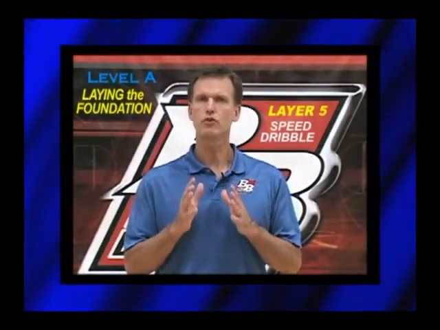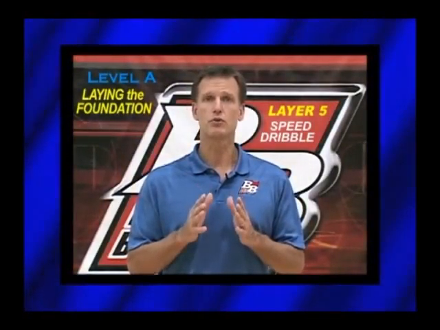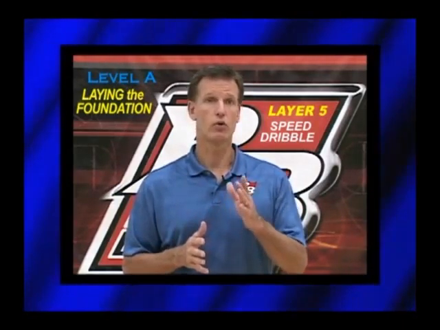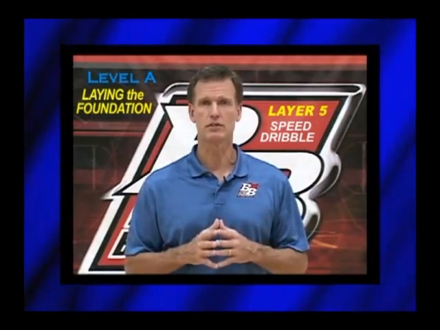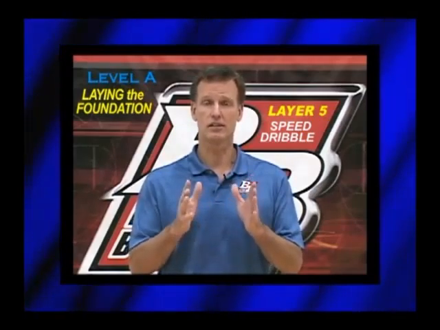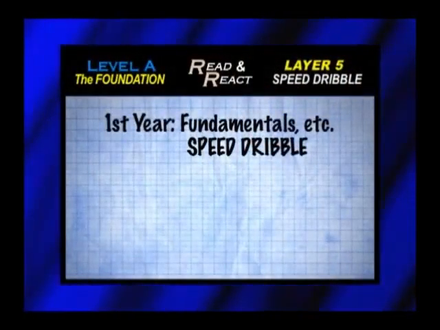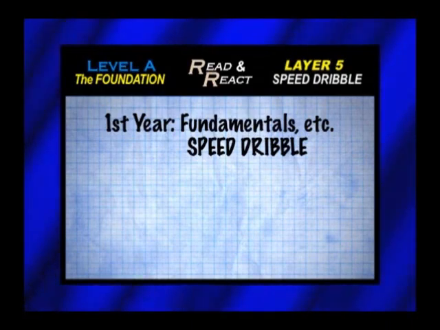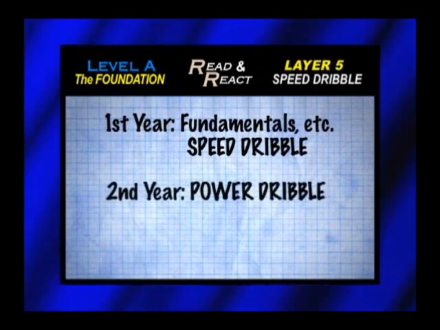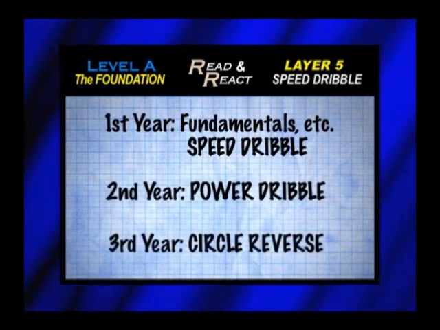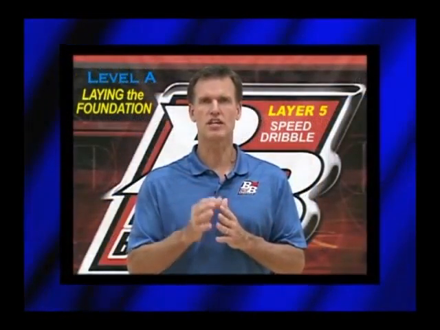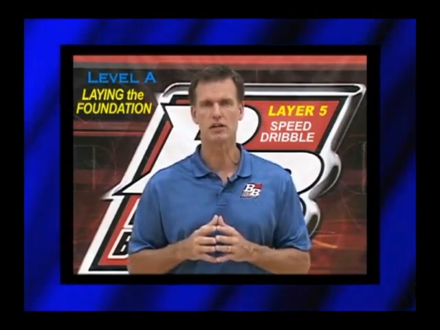As an example, if you coach a high-level team, the speed dribble, power dribble, and circle reverse might be taught in that order in only 1, 2, or at most 3 weeks. But if you're coaching at the youth level, the progression might take years, like this. The speed dribble would be part of the fundamentals of the basic offense, something you'll put in the first year. But the power dribble might not be added until the next year, with the circle reverse being added the following year.